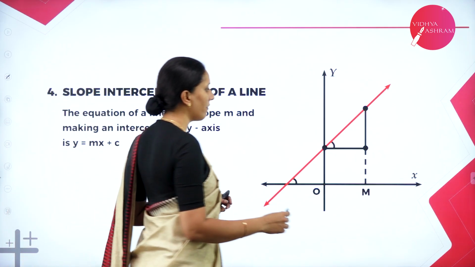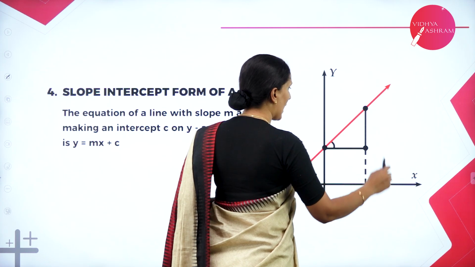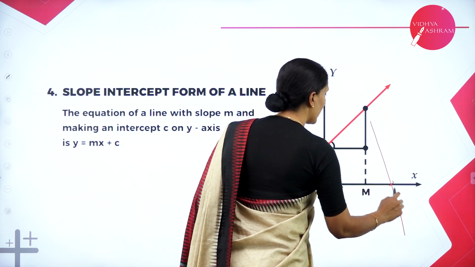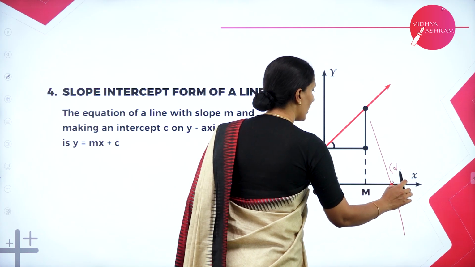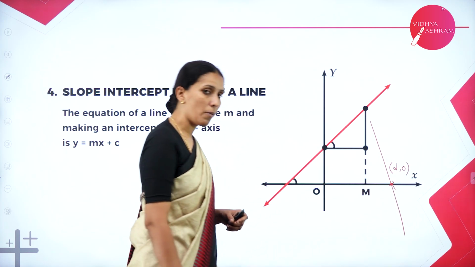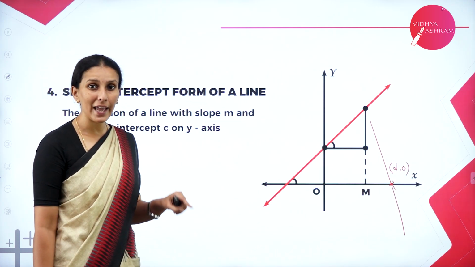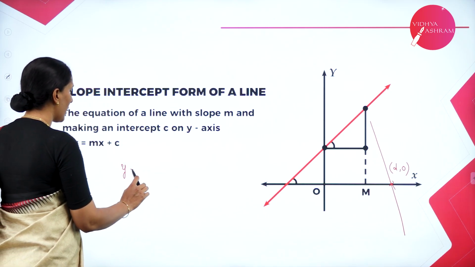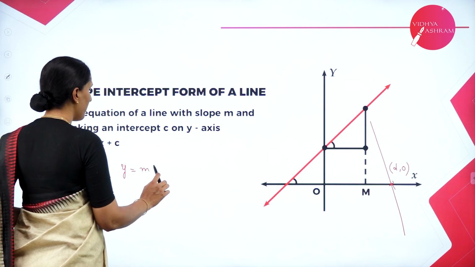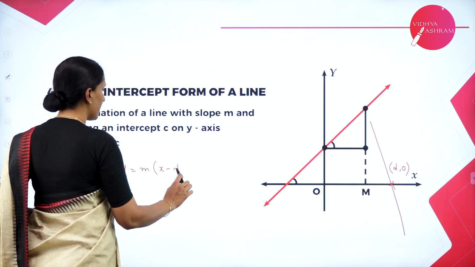Suppose we have a line which cuts only the x-axis. So this intersection will be in the form of (d, 0). Let me consider this as the point (d, 0). Here d is called the x-intercept. In such a case, the equation of a line is given by y = m(x - d).